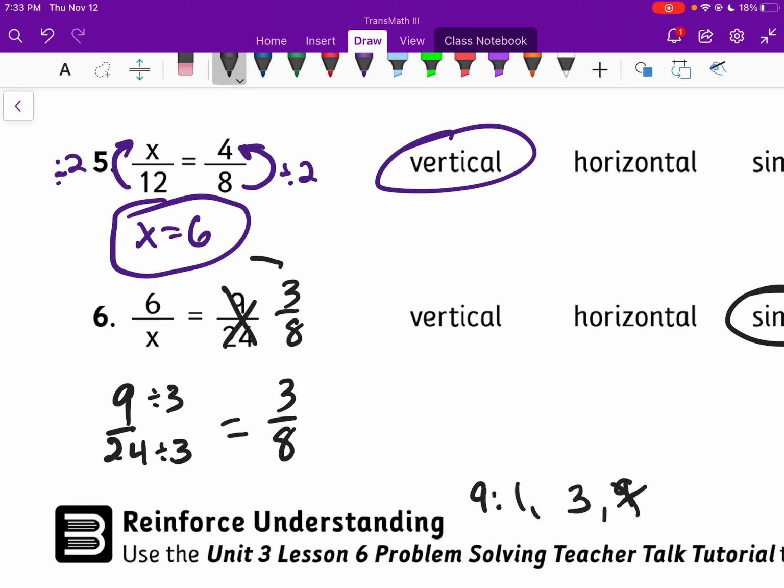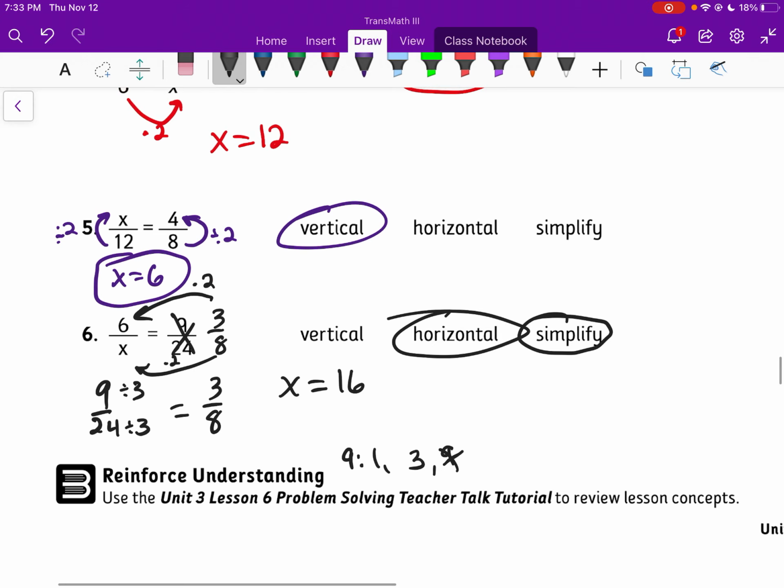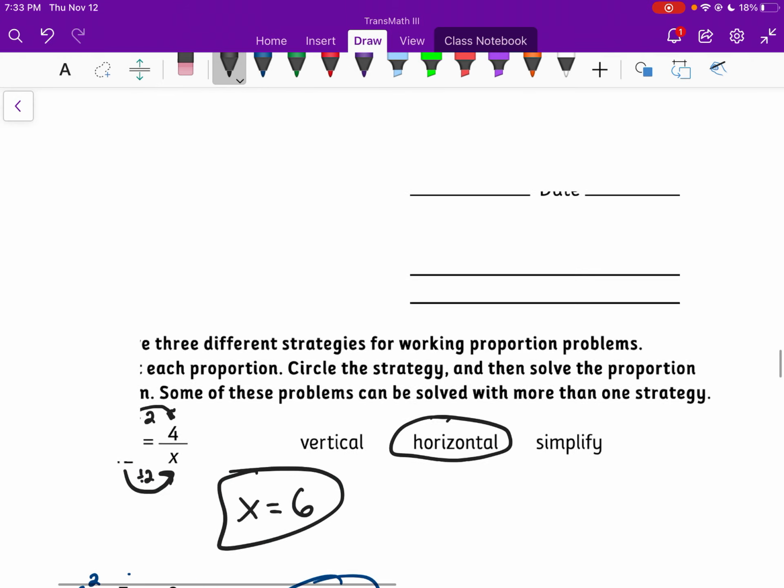Now using that method, I can go from 3 to 6 by multiplying by 2. So 8 times 2, we get an x value of 16. So in this case, we did simplifying and then used our horizontals. So we had to use multiple strategies for that problem.